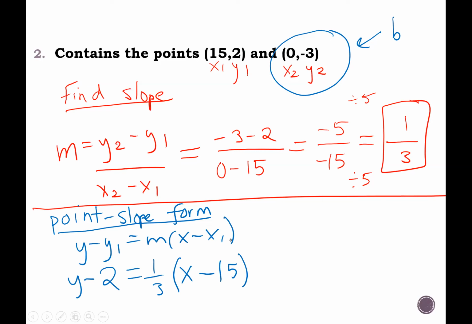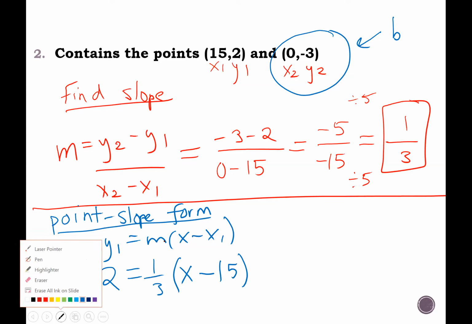Now the formula has x1 and y1 in it. You can use x2 and y2 instead. All that matters is you're plugging in coordinates of a point on the line. It doesn't really matter which point. So now I'm going to keep going. So we have y minus 2 equals 1/3 parentheses x minus 15. The next thing we would do is distribute the 1/3.